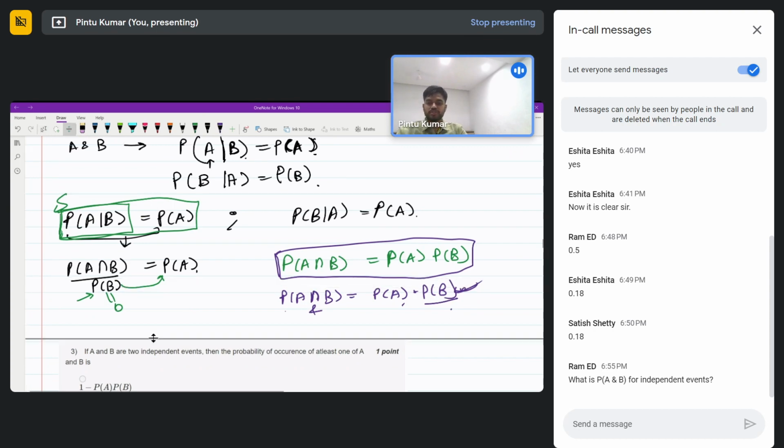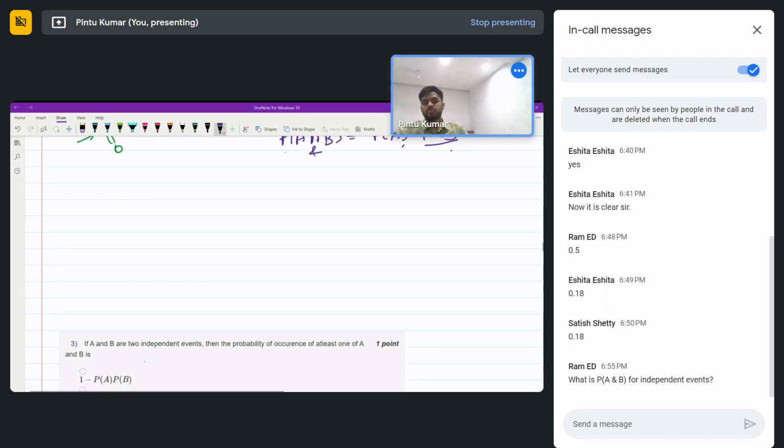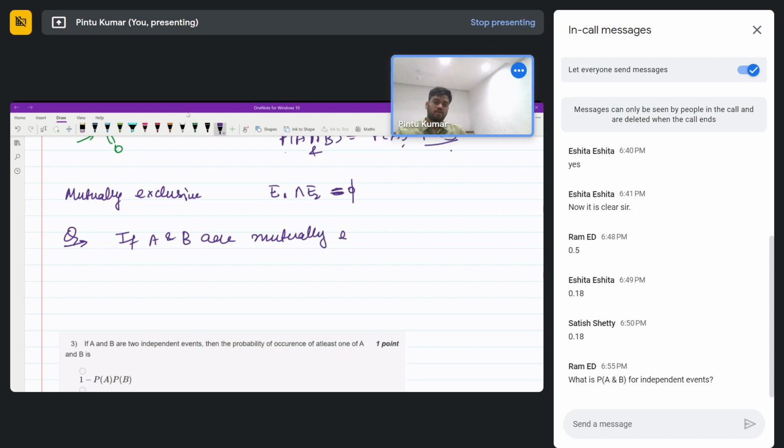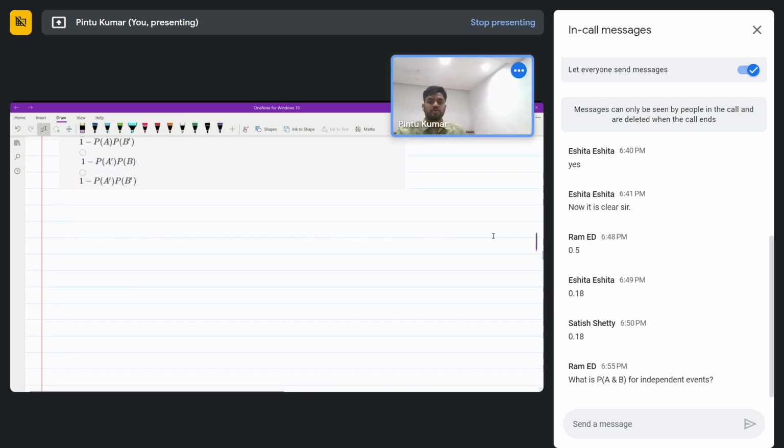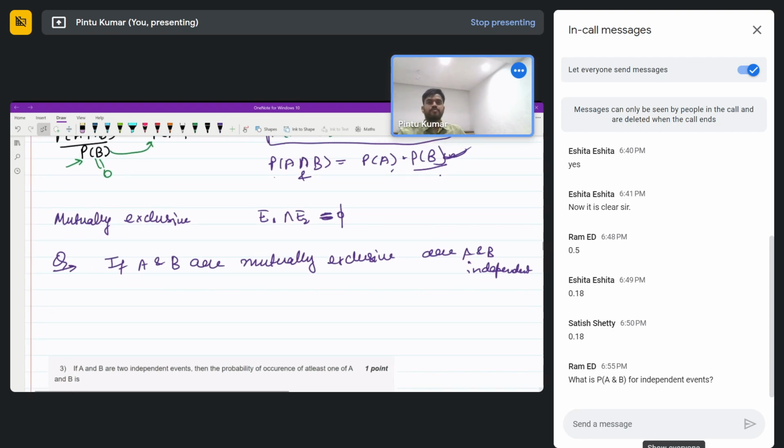Okay, so here is a question for you guys. Just type it in the chat box. We talked about mutually exclusive events. What are mutually exclusive events? That E1 intersection E2 is empty. So the question is, if A and B are mutually exclusive, are A and B independent? You are given that A and B are mutually exclusive, and I'm asking you whether they are independent events also or not. Please type whatever you think in the chat.